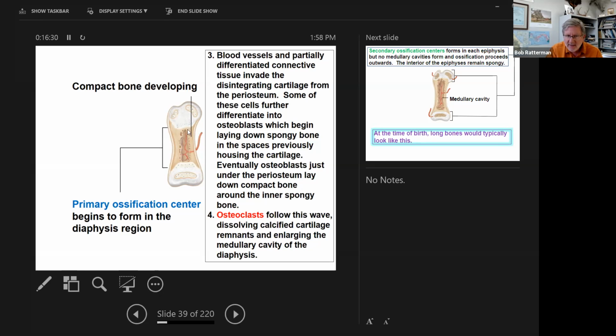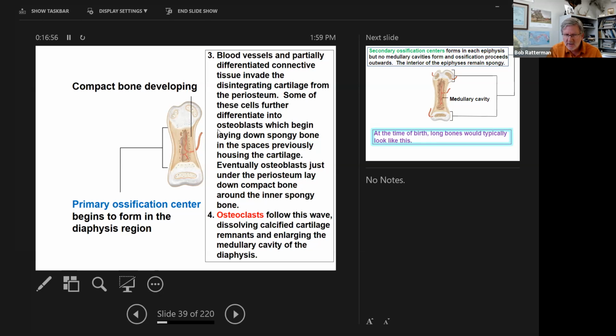Notice here in the center of this future femur, in the diaphysis region, is this primary ossification center. This is getting at the heart of what's going on. That is the enlargement of the cartilage cells, their dying, and the laying down of new bone. This occurs initially in the diaphysis of the future long bone.